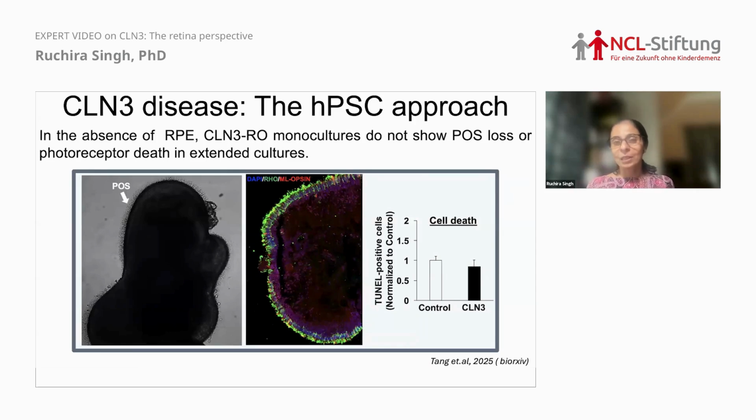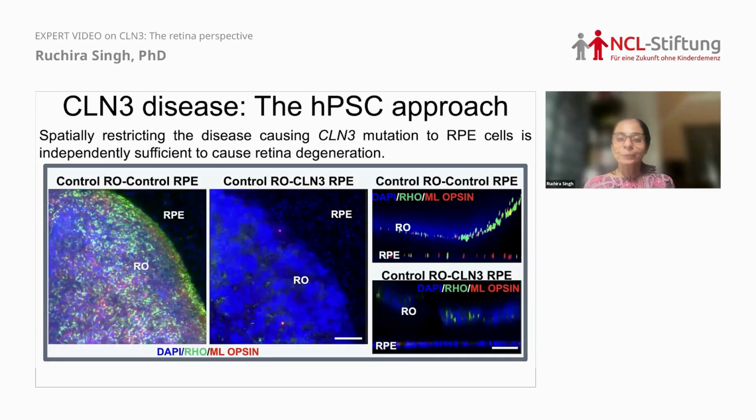So coming to CLN3 disease and modeling this, you can see here that in the stem cell derived model, if you now don't have the RPE and you just have an isolated model of the retina organoid, you can see these outer segments, and these are about a year-old cultures. And the outer segments remain completely intact. Nothing happens to them in the absence of RPE. And you can see again here that they stain for rhodopsin and melanopsin, which are photoreceptor outer segment markers. And this is looking at apoptosis or cell death with TUNEL staining, and you can see here that there is really no difference in cell death between control versus mutant cultures.